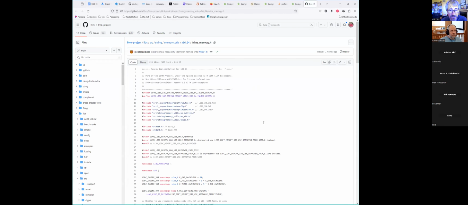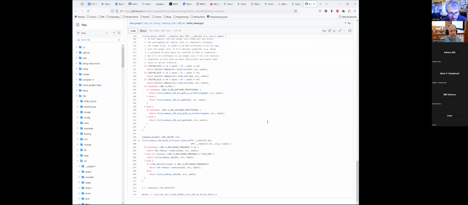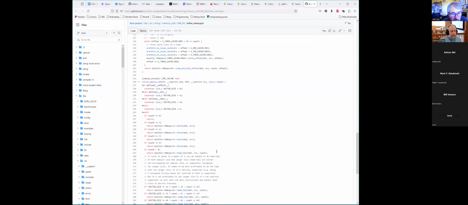So this is LLVM memcopy.h. The entry point is almost at the end. It's the inline memcopy x86 function. Not the last one, but the one just above. Yep, that's the one. Ah, here. That's quite large.